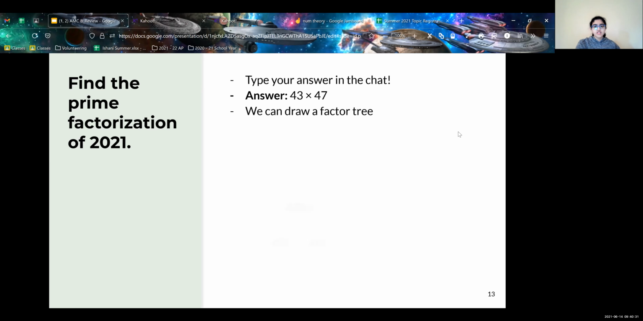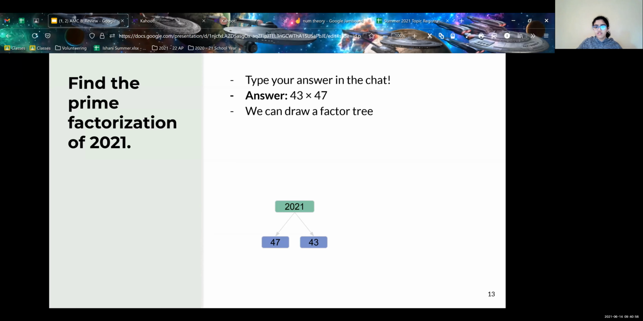So we can draw a factor tree. Basically, when you're finding the prime factorization of a number, try to find the primes which divide that number. And once you get a whole number as a result of that bigger number when divided by a prime number, find the prime factorization of that, because as I said earlier, it's much easier.